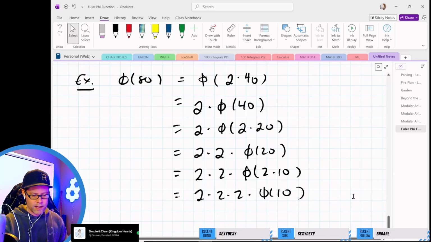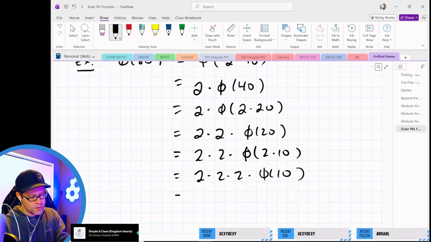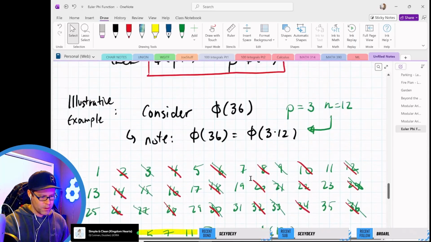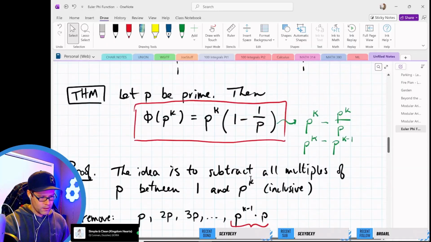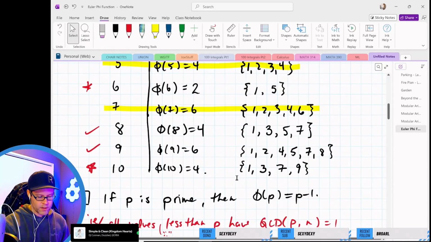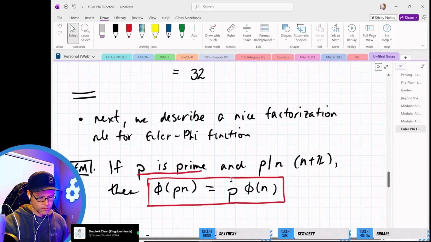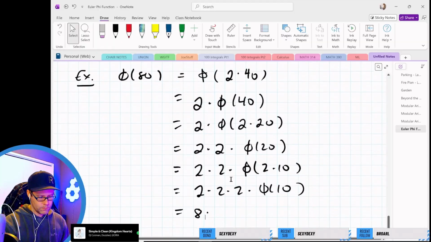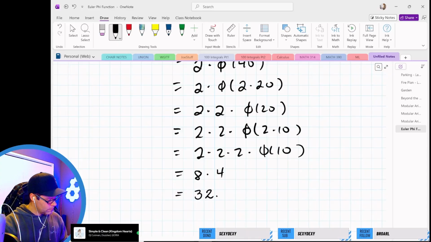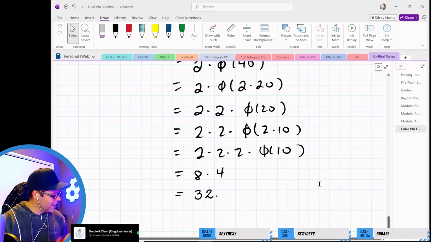And we know what phi of 10 is. So this would be 2 times 2 times 2, which is 8. And the Euler phi function for 10, we've already solved that up above. Where is that one? It's 4: 1, 3, 7, and 9. Okay, sweet. That's exactly what I have in my notes. That's great.